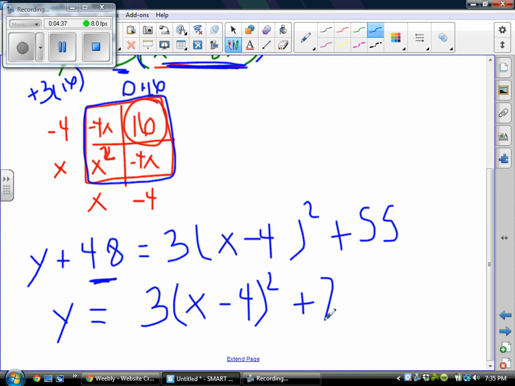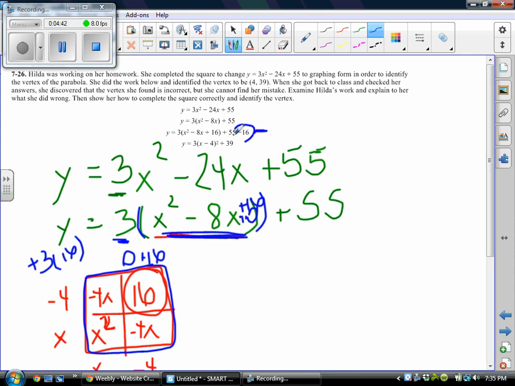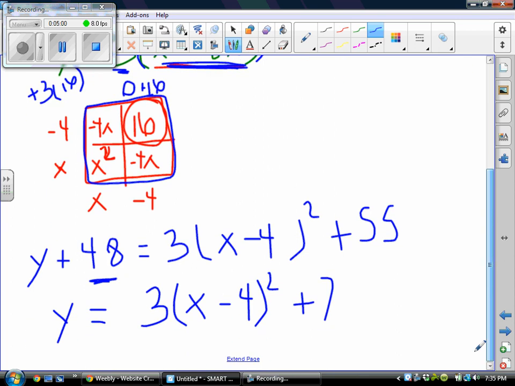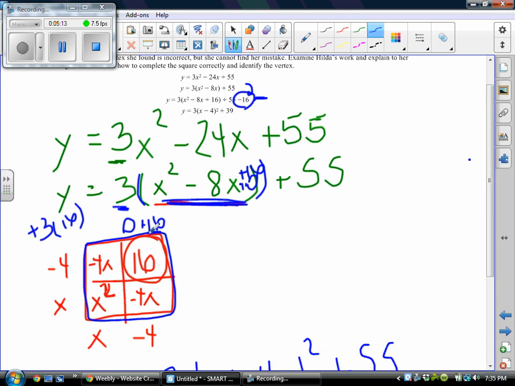What they did in the steps above, they did this in one step. We right here subtracted our 48. So they went from row number 2 to row number 3 in one step, which is a lot going on. So instead of adding 16 and then subtracting it over, like Hilda did, she should have added 48 and then subtracted it over, like we did, because it was 3 times that stuff. This 3 being factored out means I need to add 3 times whatever unit tiles I added in.